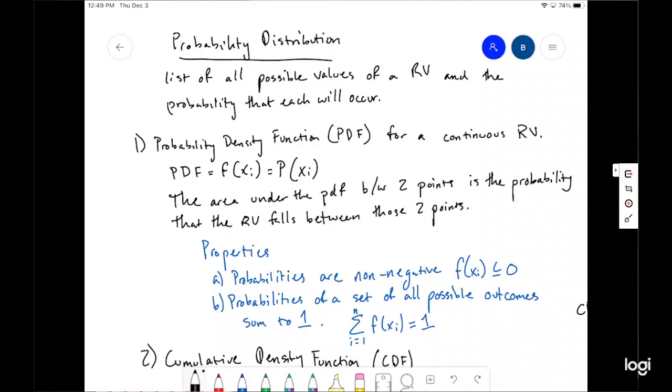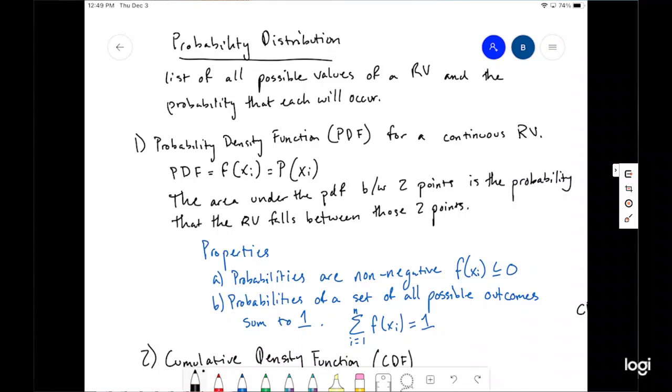And x is indexed with i for every possible value of x, every possible outcome. The area under the PDF between 2 points is the probability that the random variable falls between those 2 points. We will see an example of this in a moment.